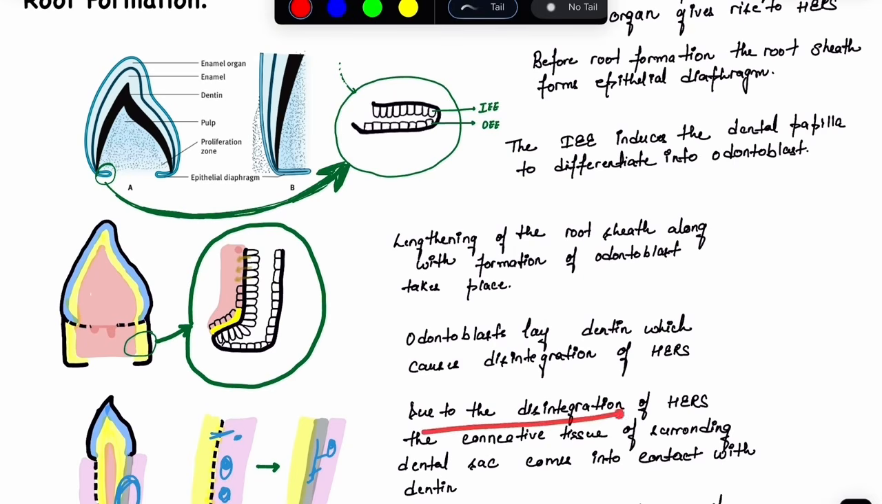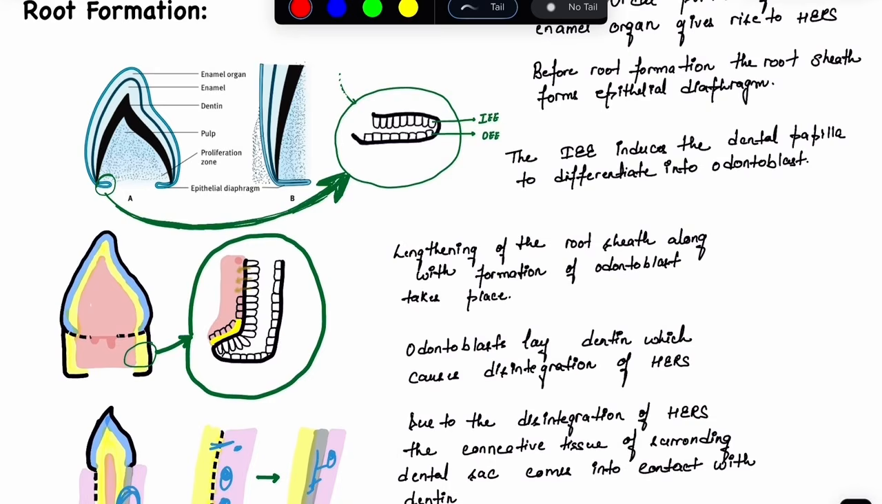Okay, so due to the disintegration of HERS, the connective tissue of the surrounding dental sac comes in contact with dentine. This causes differentiation of the connective tissue cells into cementoblasts, and cementum is laid. So I explained to you the formation of enamel, dentine, and now cementum. This is basically how the entire tooth is formed.